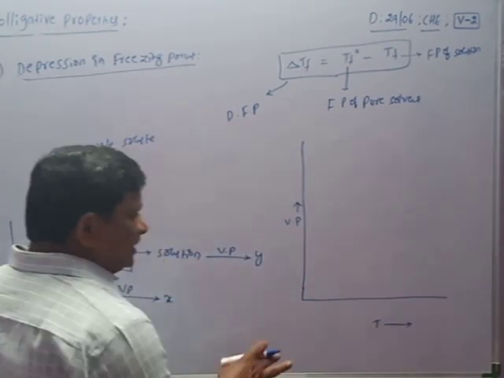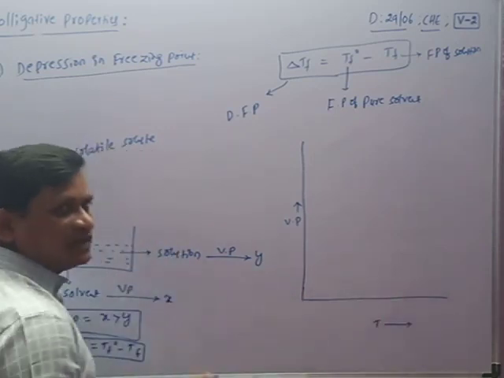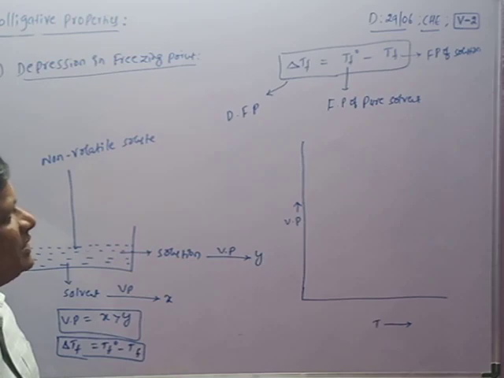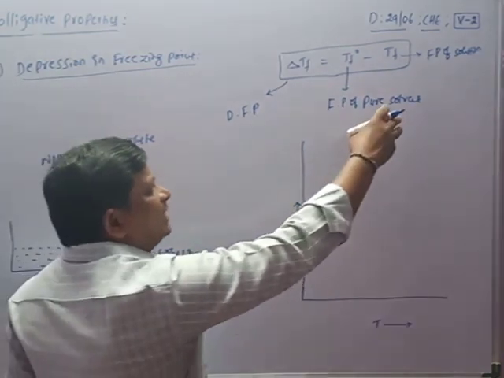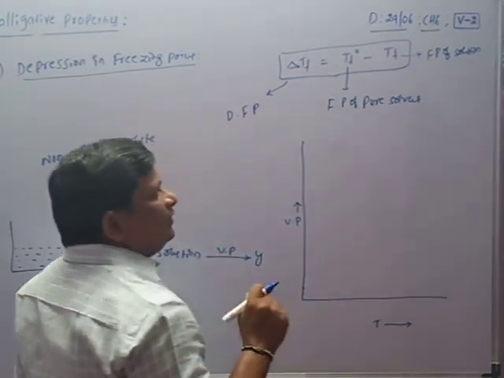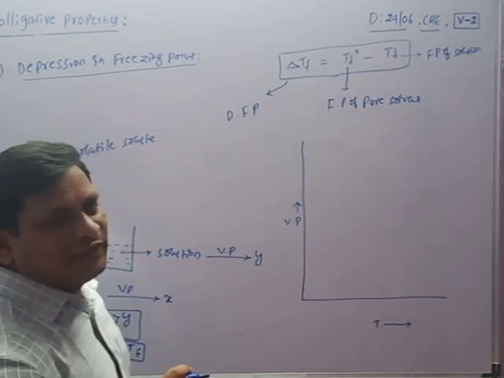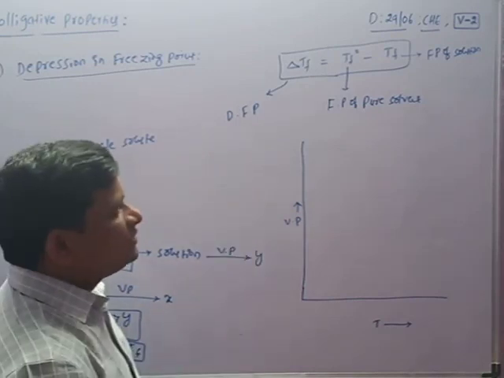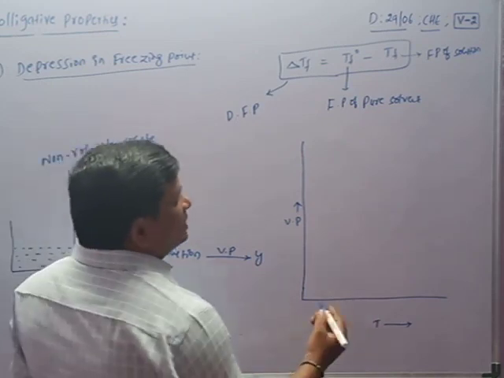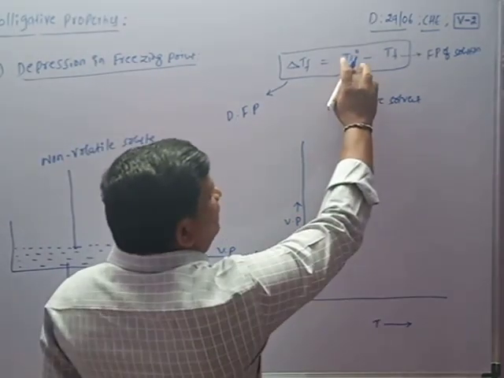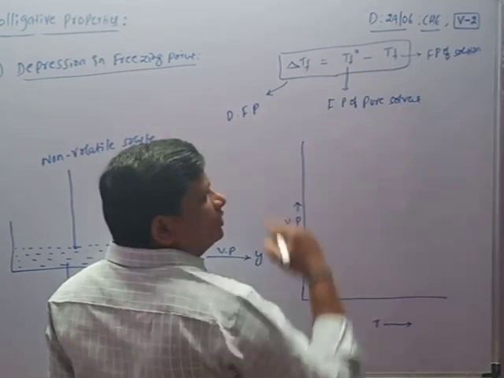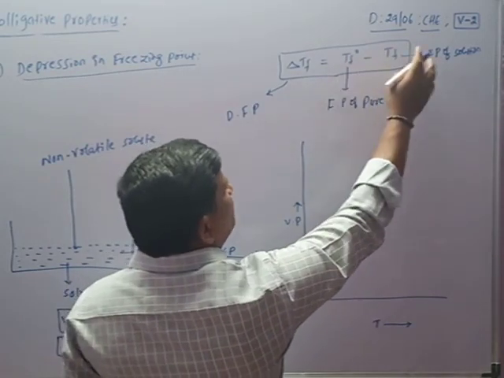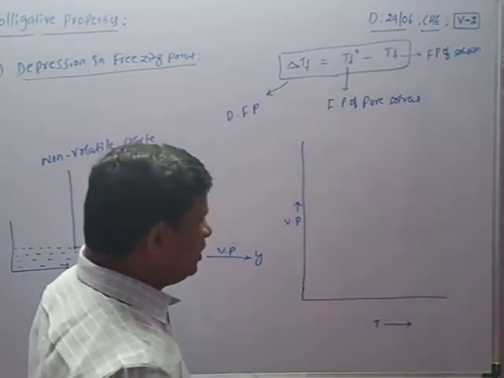For example, in this graph from left to right, freezing point increases. In this, the solvent and solution, the solution has the lower freezing point. The solvent has the higher freezing point, and the solution has the lower freezing point.